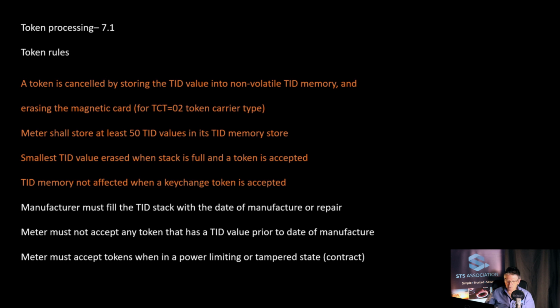At the time of manufacture, a manufacturer must fill the TID stack with the date of manufacture or repair of the meter. The meter must not accept any token that has a TID value prior to the date of manufacture. And a meter must accept tokens when in a power limiting or tampered state, and this could be part of a contract.